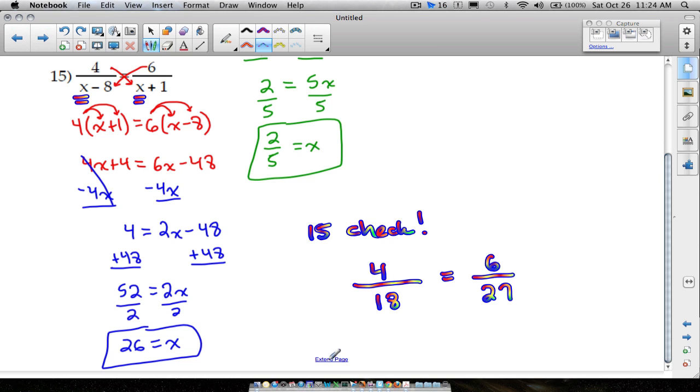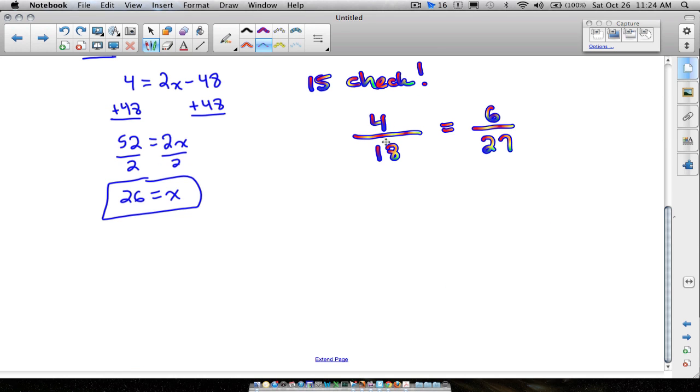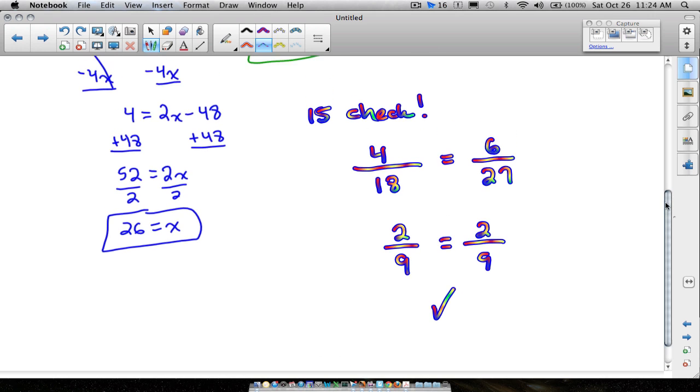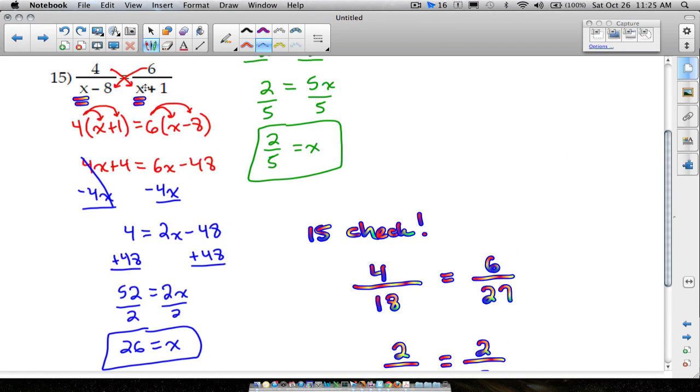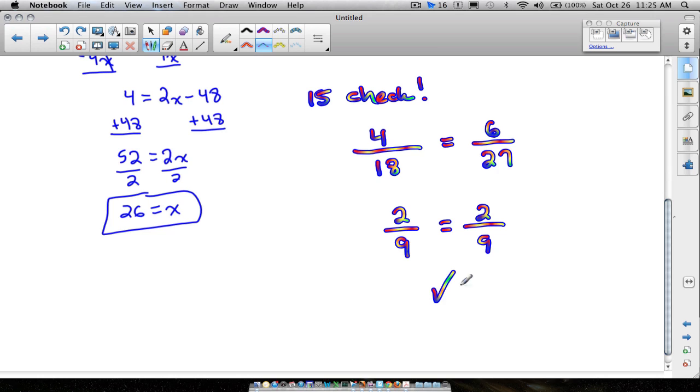And you might say, hey, these two fractions are not equal. But notice this fraction here we can divide the top and bottom by 2. So that simplifies to give us 2/9. And over here we can simplify by dividing the top and bottom by 3. 6 divided by 3 gives you 2. 27 divided by 3 gives you 9. Makes me happy because that is the number that makes these two rational expressions equal to each other. 26 is our solution there. The only thing I did over here was a little bit of scratch work to check my work.